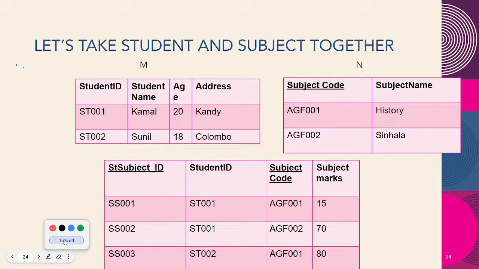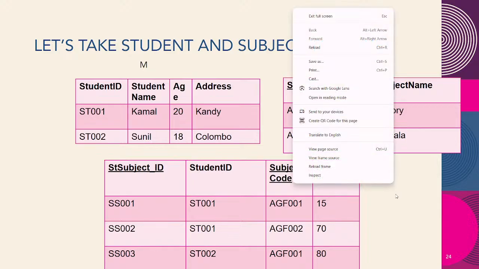Now we have learned how you can implement a one to many relationship and a many to many relationship. In the next lesson we will see how you can implement these relational database management tables in MS Access. Okay, see you then.